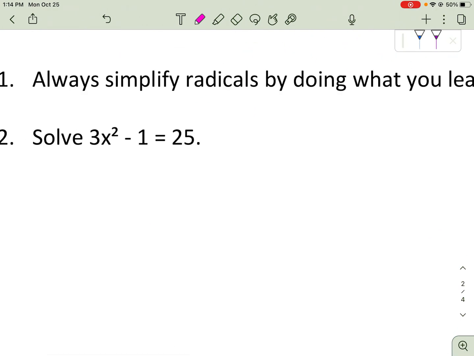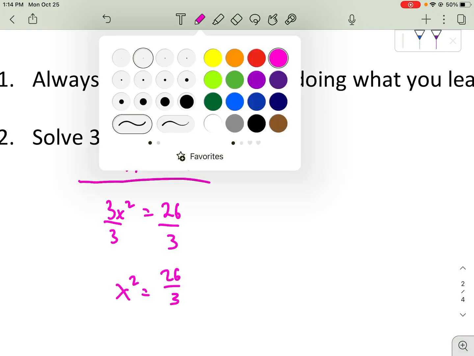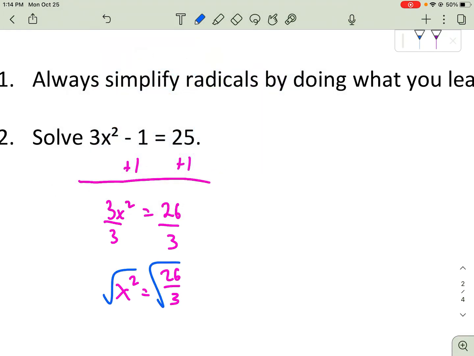So first we got to add 1, and you get 3x squared equals 26. Divide by 3, and you get x squared equals 26 thirds. Now we can square root both sides. So I need a plus or minus because I put the square root into the problem. You get x equals plus or minus the square root of 26 over 3.